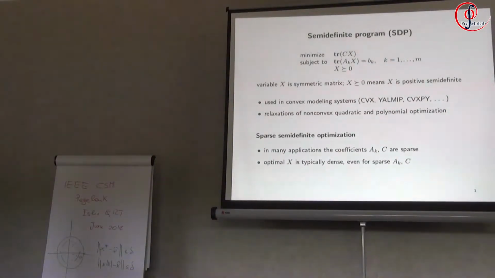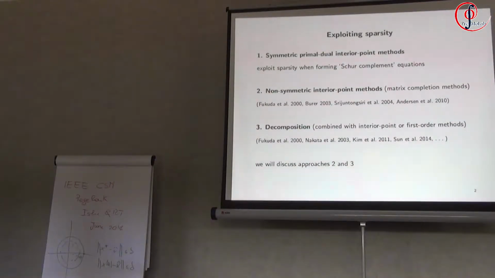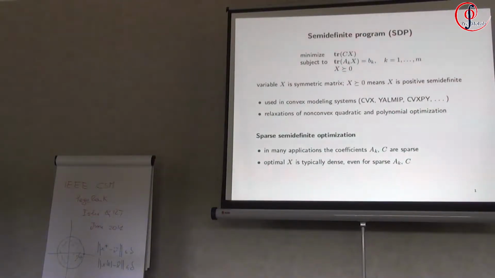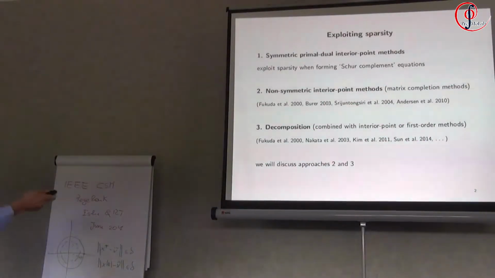It's still an ongoing research topic. So this talk will be about sparse semi-definite programming. There are different approaches that exist, and we'll talk about 2 and 3 in this list. The second one tries to exploit the fact that if the coefficients are very sparse, only those entries of X that are multiplied with non-zero coefficients appear in the objective and the constraints. The other ones are only needed to make it positive semi-definite. That can be used in non-symmetric interior point methods, as we'll see, and it's related to matrix completion in linear algebra. A third approach is to try to exploit sparsity for decomposition, to be used in interior point methods or first-order methods.